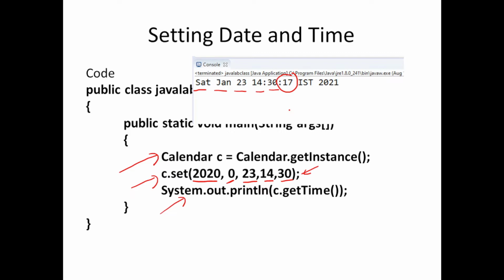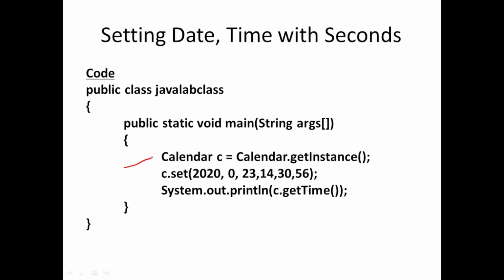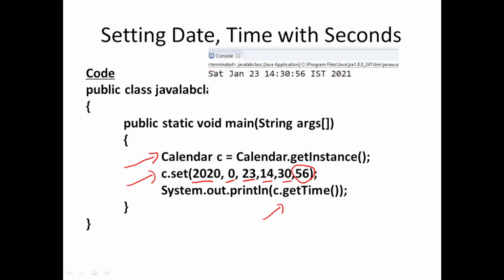So 17 seconds. If you want to set the number of seconds too, you have another method for that. First you create the calendar instance, then you call the set method. Now you pass the year, the month, the day, which is January 23rd, and 14 hours, 30 minutes, and we are passing the seconds too. So when you're printing the date that you have set, you can very well see it's Saturday, Jan 23rd, 14 hours, 30 minutes, and now 56 seconds is being printed.